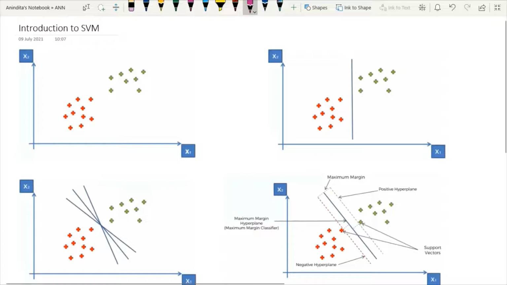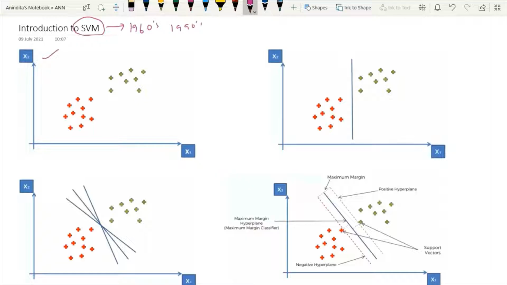Today our topic of discussion is support vector machine. Initially, support vector machine was developed in the 1960s and later rediscovered in the 1990s, and it became popular for machine learning applications for its powerful features. Now we will try to identify all those features of support vector machine.